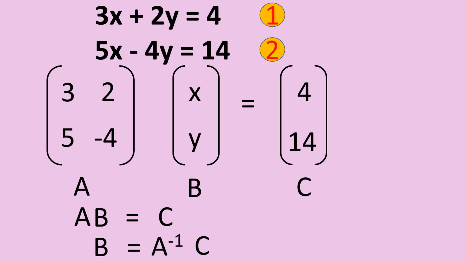Let's look at that. AB is equal to C again. When we take away the A, that is divide through by A, we have B. And if we divide through by A on the right hand side, that division by A now becomes A into the inverse. That is A raised to the power minus 1.